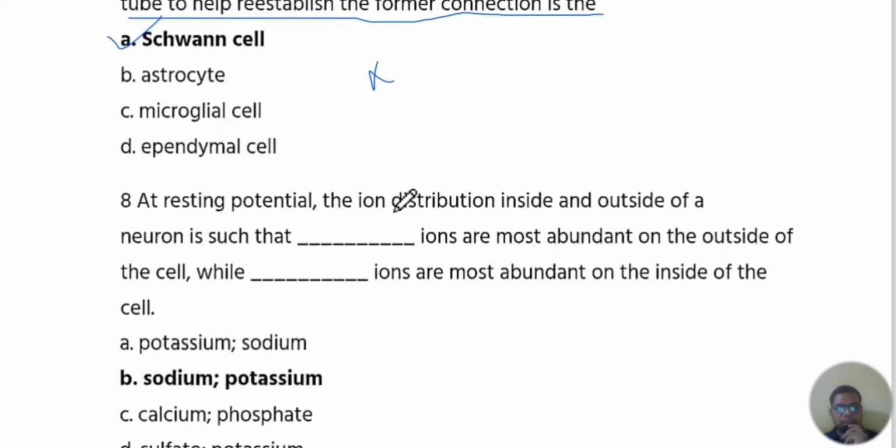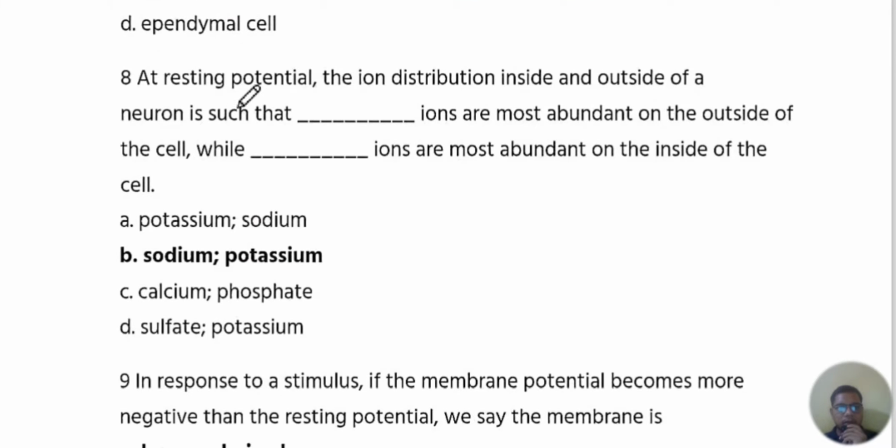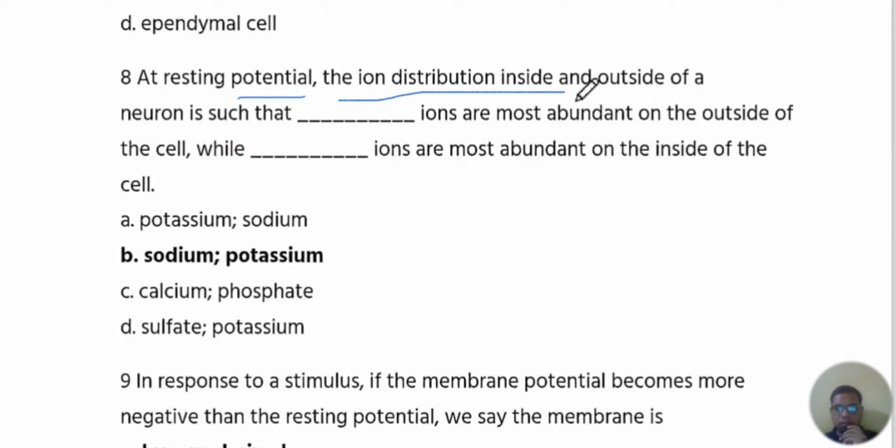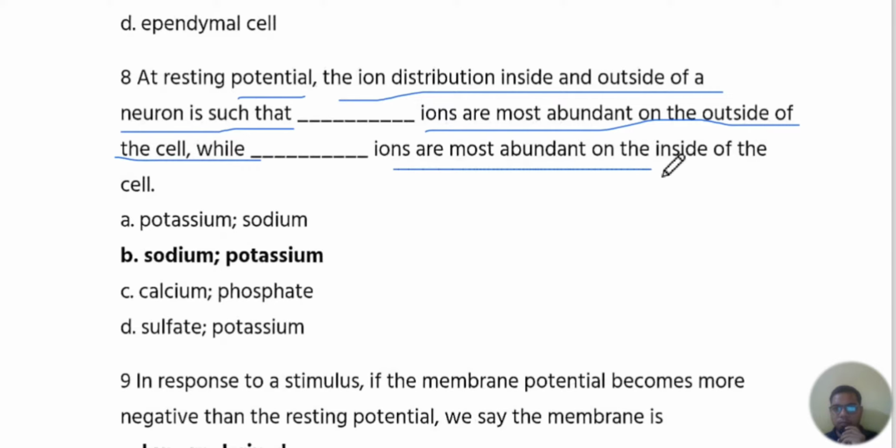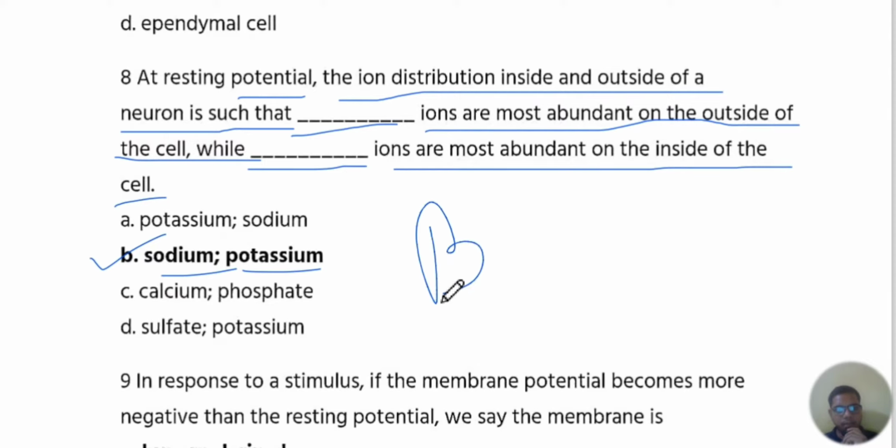Next is question number eight: at resting potential, the ion distribution inside and outside of the neuron is such that blank ions are most abundant on the outside of the cell, blank ions are most abundant on the inside of the cell. The answer is B, sodium and potassium. Sodium is outside and potassium is inside.